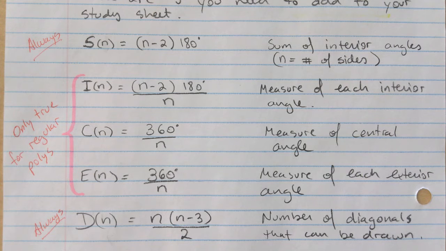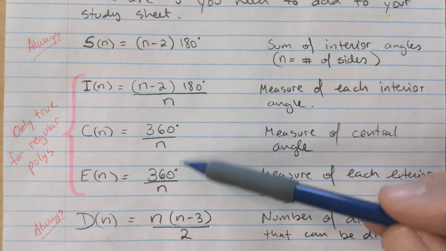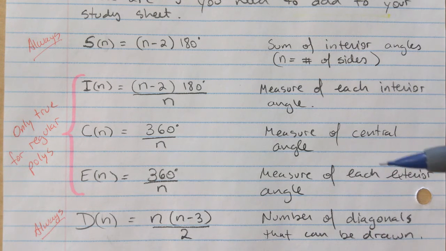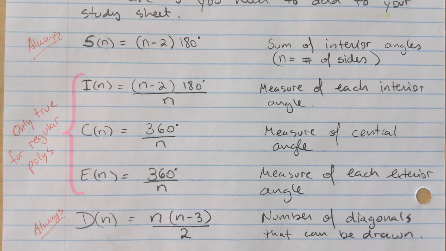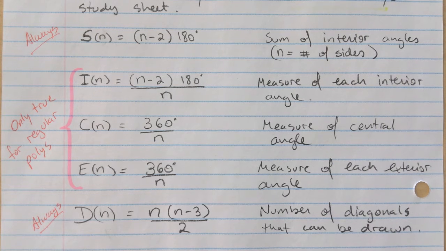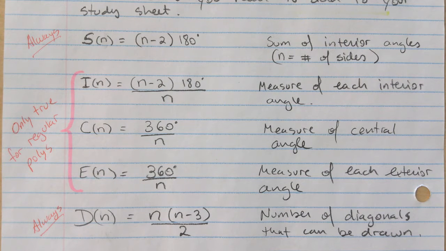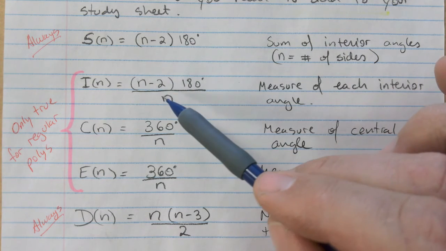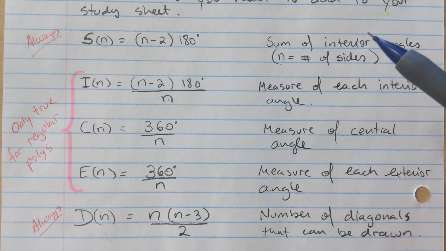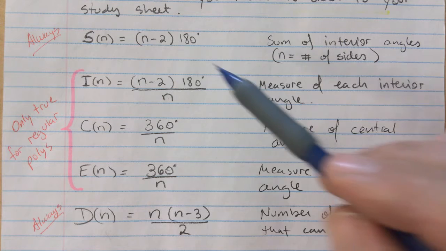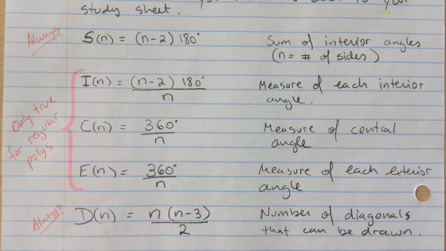So make sure you write that down somewhere where you can go back to. Central and exterior have the exact same formula, and they're obviously going to be the same by that reasoning. Okay. I know it's recorded, so you can go back and check this, but make sure you have this right. The main thing that students forget to do here is they forget to divide by N. That's one of the most common mistakes. So then it ends up being just the sum of interior angles, really, not each interior angle.